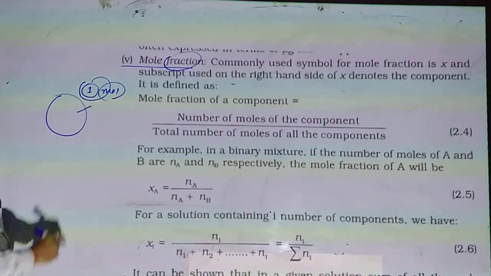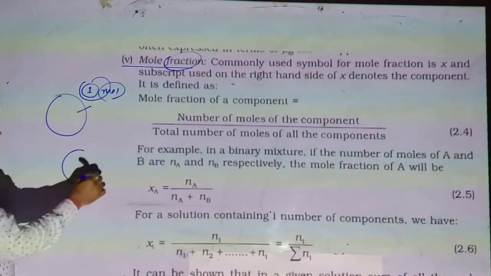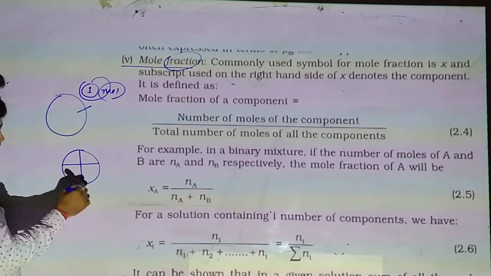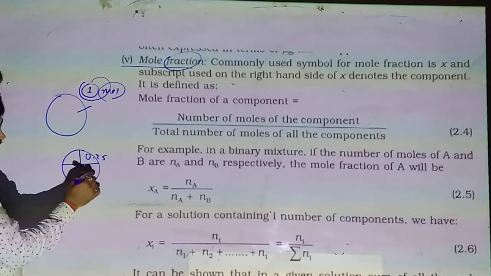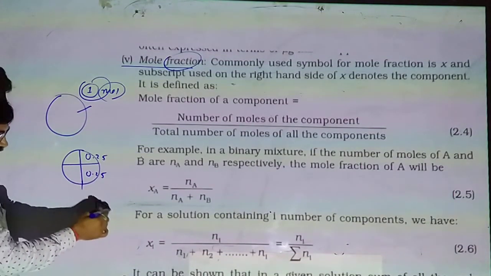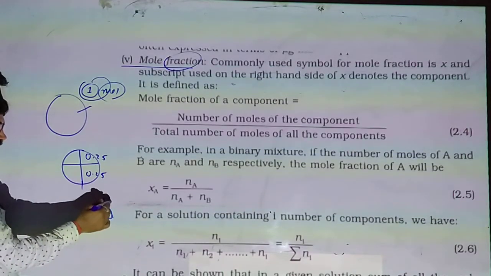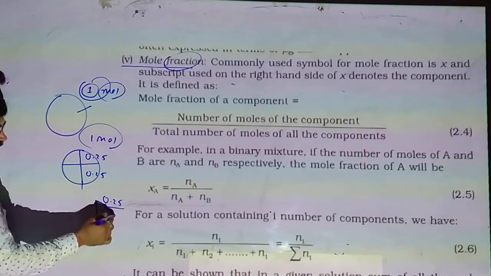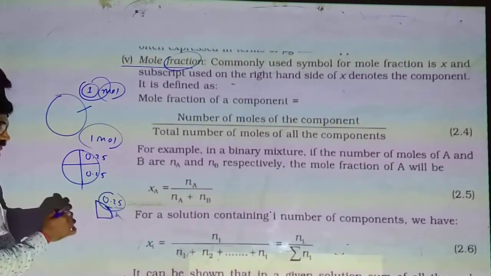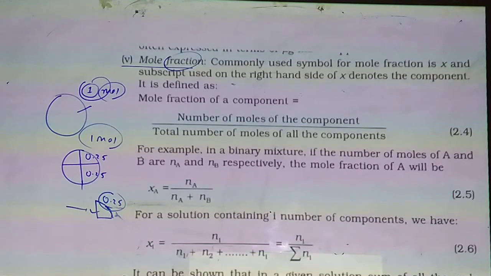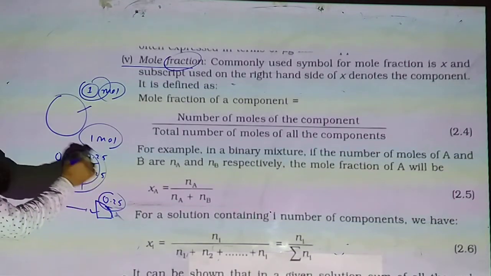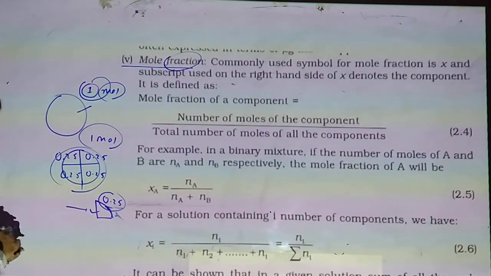In 1 mole, how much part? When we take a sphere and divide it into 4 parts, every part is 0.25. So that is the fraction. Suppose we have 1 mole, then 0.25 part of 1 mole is called a mole fraction. And the total will be 1. આ બધાનો ટોટલ કરો તો 1 થાય.